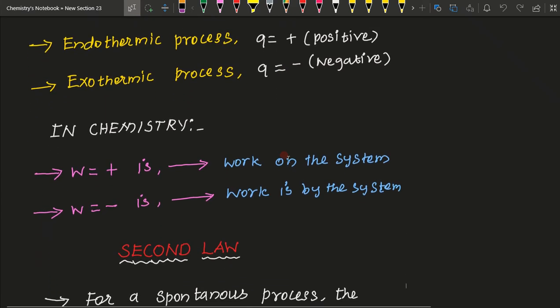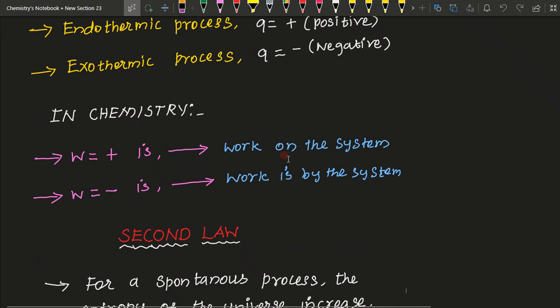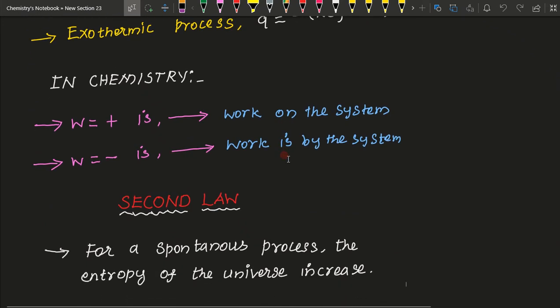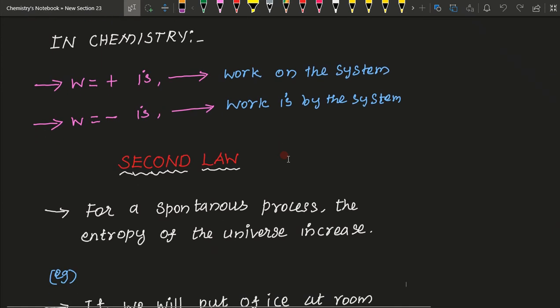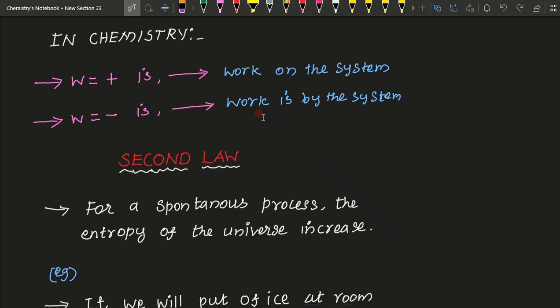This is the chemistry thermodynamics formula, not physics. See here in chemistry, W is positive when work is done on the system. W is negative when work is done by the system. This is the first law of thermodynamics.